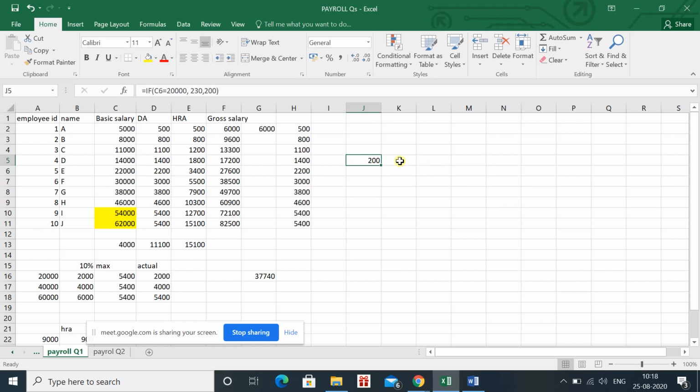So in case of if, basically what we are doing is giving the computer an option: if this condition is satisfied, then what do you want? I want 230. If this condition is not satisfied, I want 200. If you want a text value, it can give you text. If you want a number, it will give you a number.